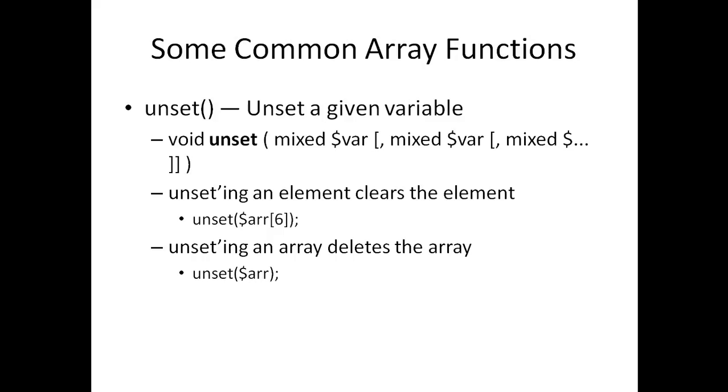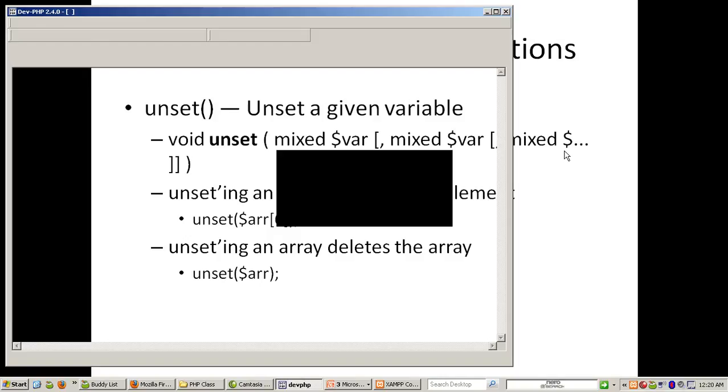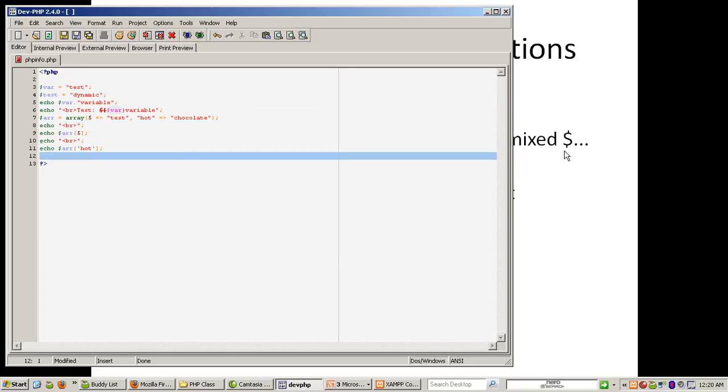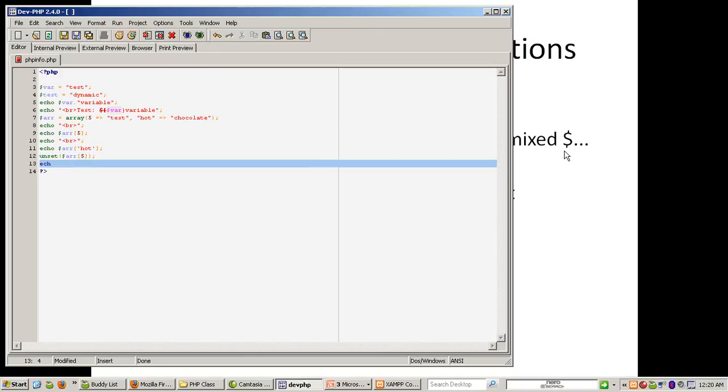So I'll give you a little demo here. If we unset array 5 and we echo, I want to put that new. I'll just leave it as that. New array 5.